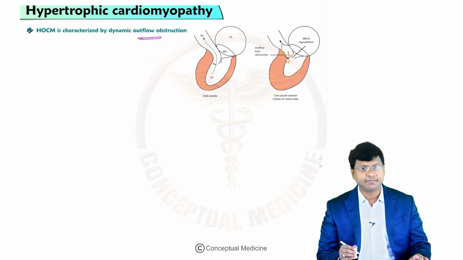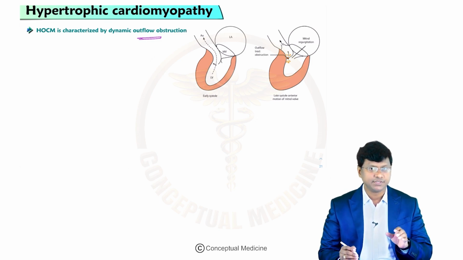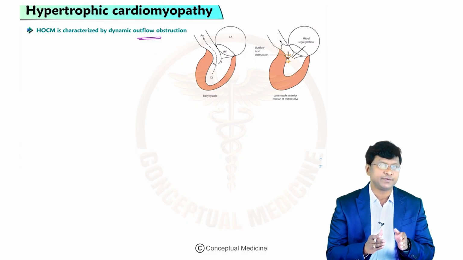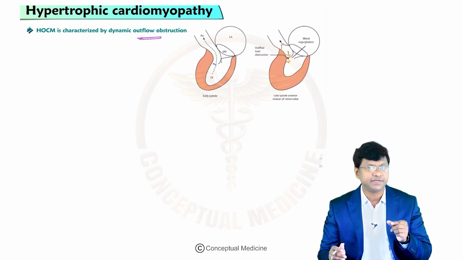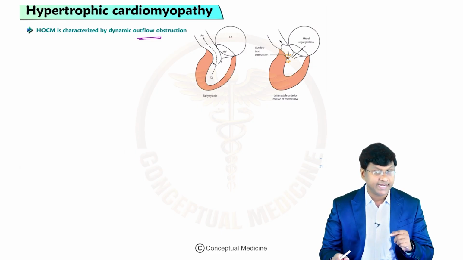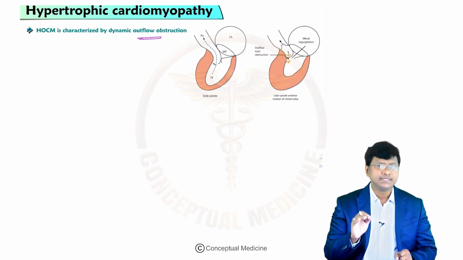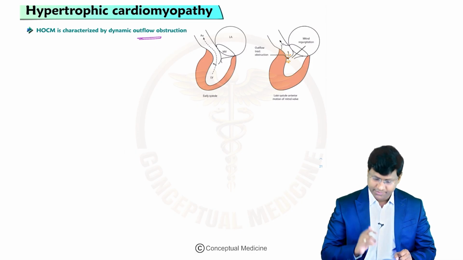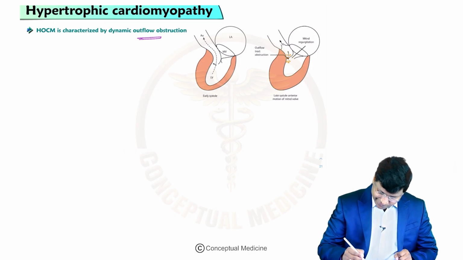Now, what do you understand by the term dynamic outflow tract obstruction? If you take the type of hypertrophic cardiomyopathy where the hypertrophy is at the interventricular septum, the individual will end up with hypertrophic obstructive cardiomyopathy. And why? The hypertrophy of the septum in the left ventricular outflow tract region narrows the ventricular outflow tract. You see here, this is the early part of the systole where the septum is hypertrophied.